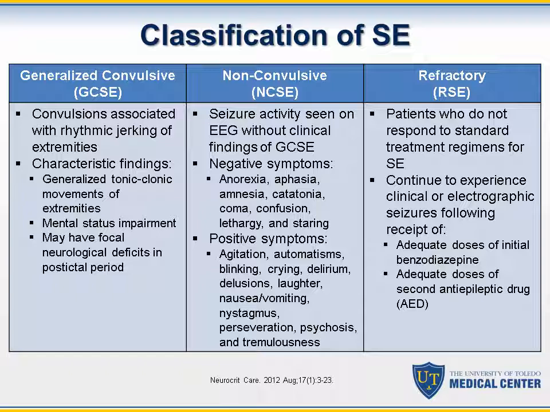And both GCSE and NCSE can become refractory. So these are patients who do not respond to standard treatment regimens for SE, and they continue to experience clinical or electrographic seizures following receipt of adequate doses of initial benzodiazepine and adequate doses of a second anti-epileptic drug, or AED. Most experts do not consider duration of SE to be a criterion for classification of refractory anymore. So it's only based on whether they got adequate doses of the first 2 AED medications.